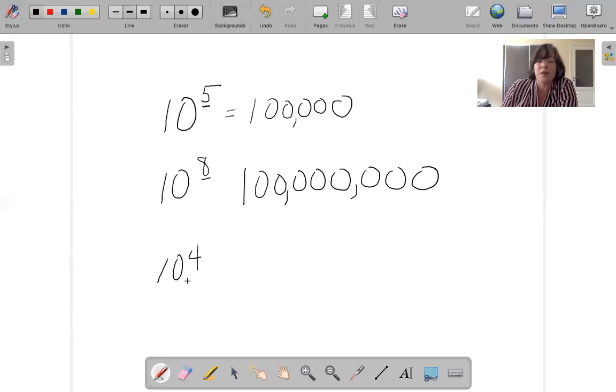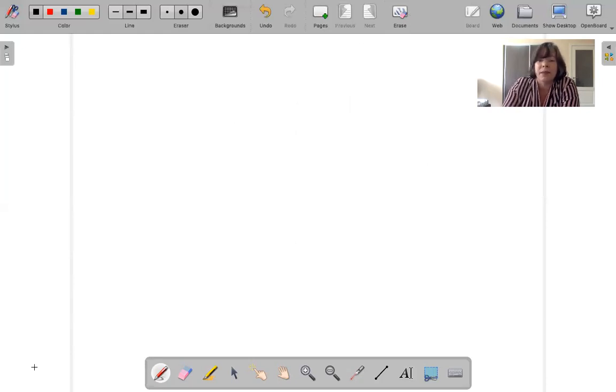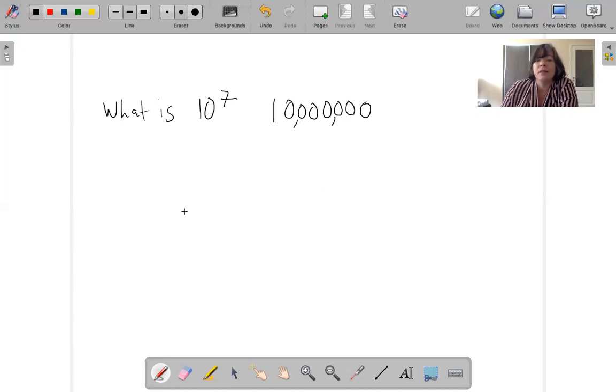It's not, that's it. 10 to the 4th: you write a 1, and then 1, 2, 3, 4 zeros. That's it. If I give you a test and I say, what is 10 to the 7th, you shouldn't even really have to think about it. Just put a 1 and 7 zeros. 1, 2, 3, 4, 5, 6, 7. Put your commas in there. That's it.